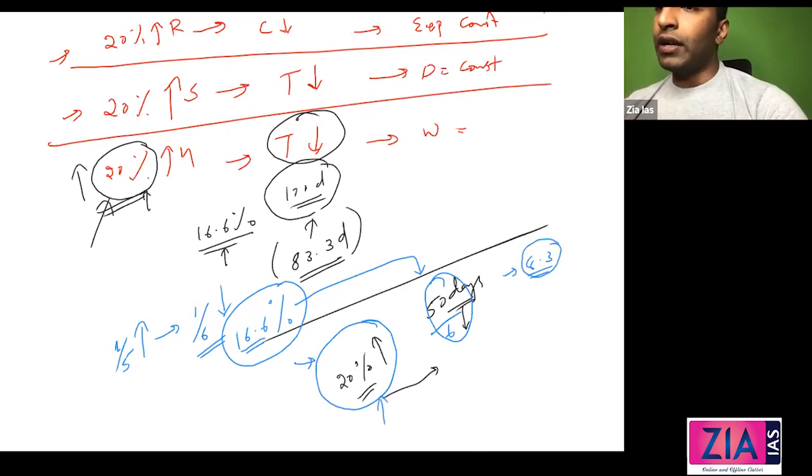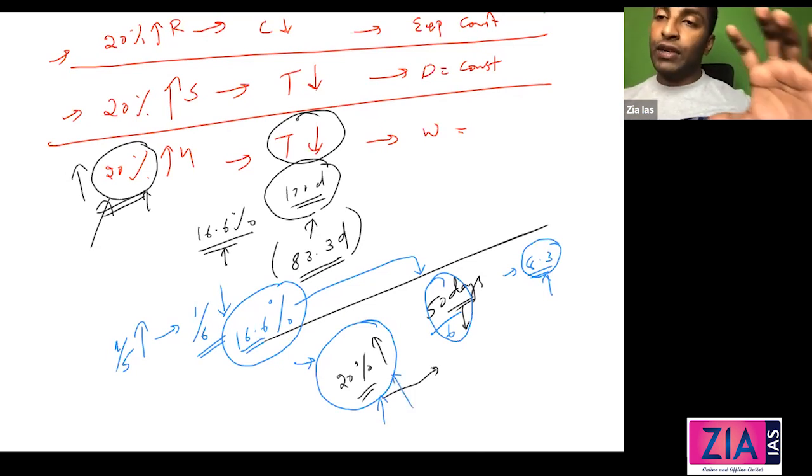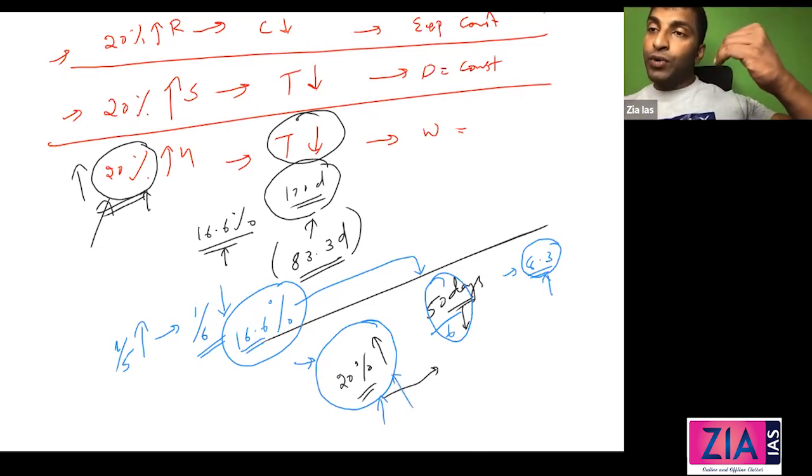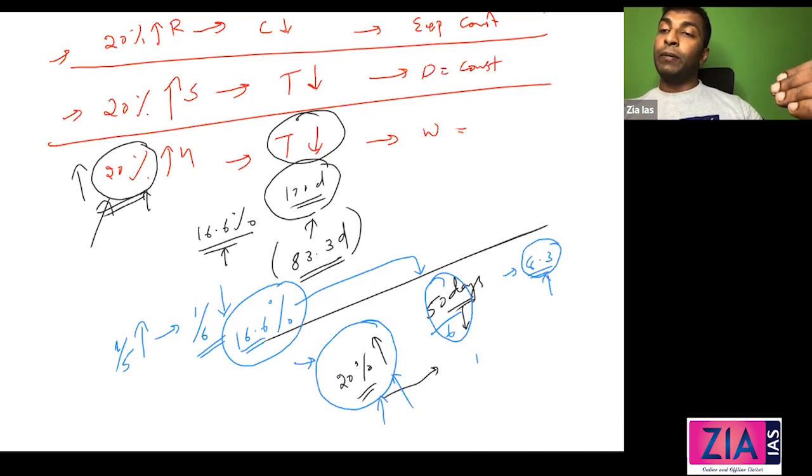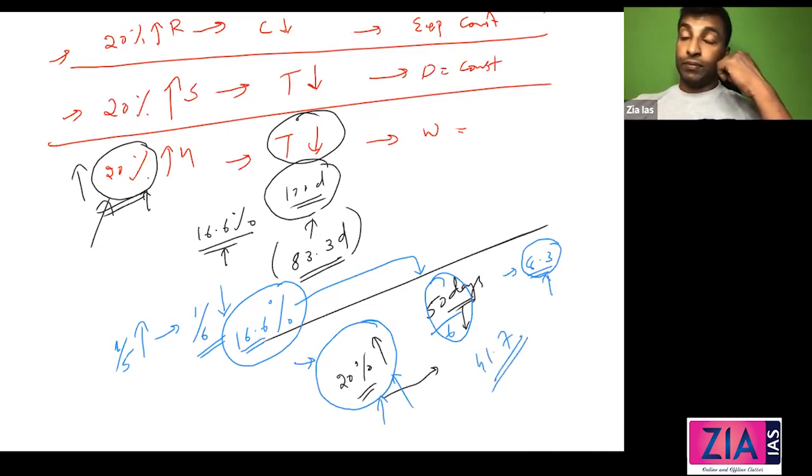So what will happen with this 20% increase of workers? 8.3 days less you will take. Since you increase 20% workers, you are able to reduce 8.3 days. That means now the work can be completed in 41.7 days.